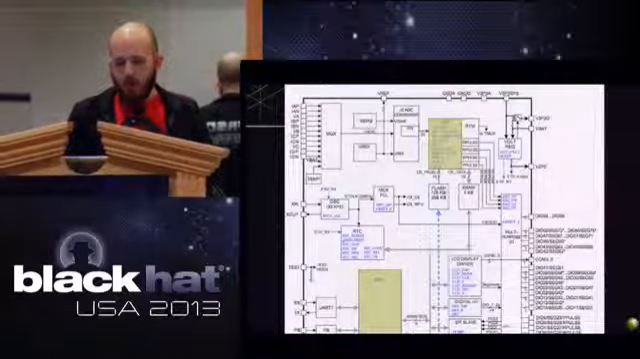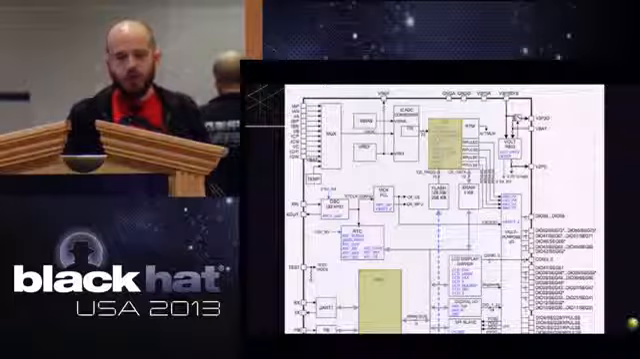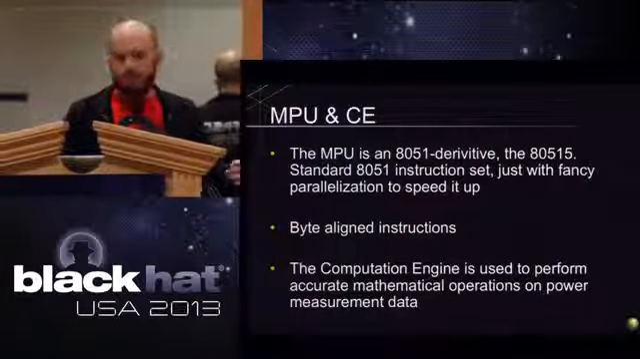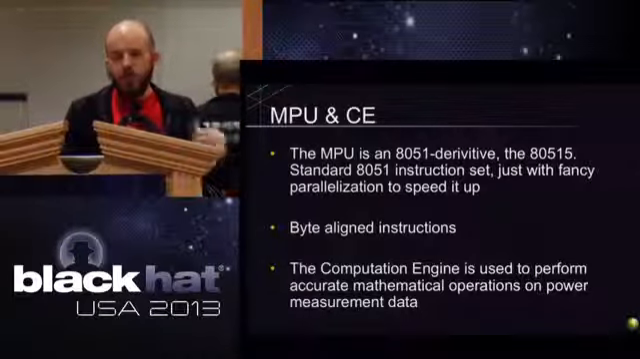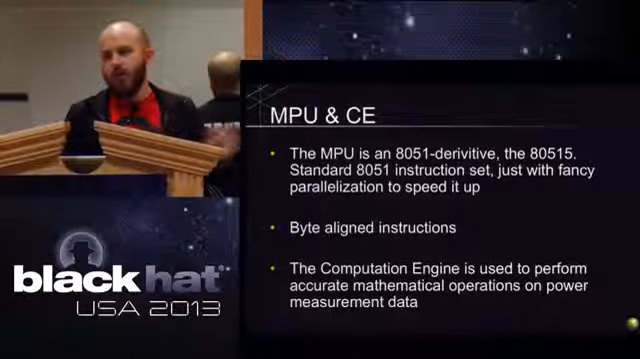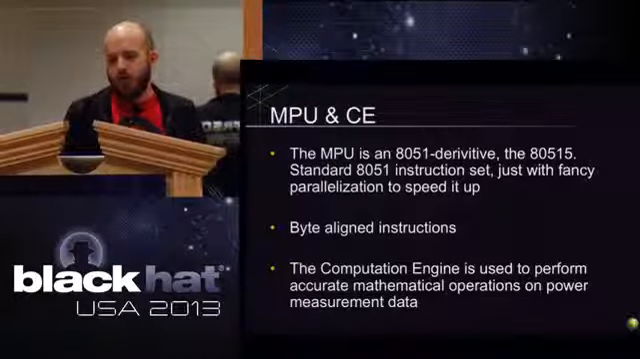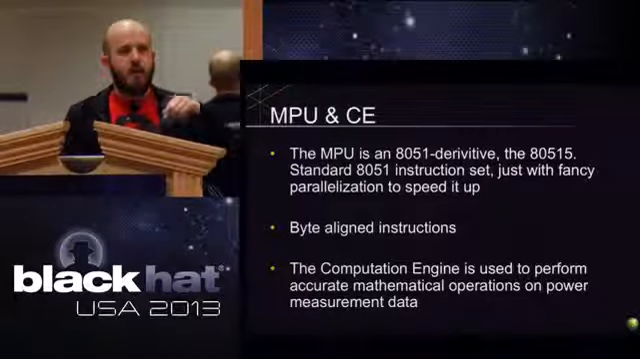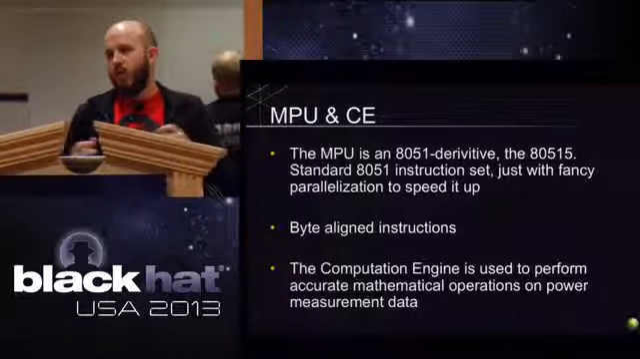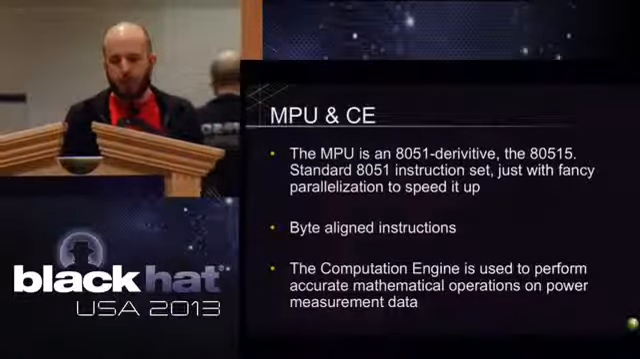So zoom in a little bit, and we're going to look at these two to start with. What we're looking at here is the MPU microprocessor, and the CE is something specific for doing the power measurement calculations. The MPU, the 8051 derivative, is an Intel chip that's been around forever. It's very, very ubiquitous, in lots of places in everyday life. This version of it has just been massively parallelized, or however you would say that. It's got the ability to do lots of things in just one instruction cycle, that we were talking about earlier. So that's the major difference on that.